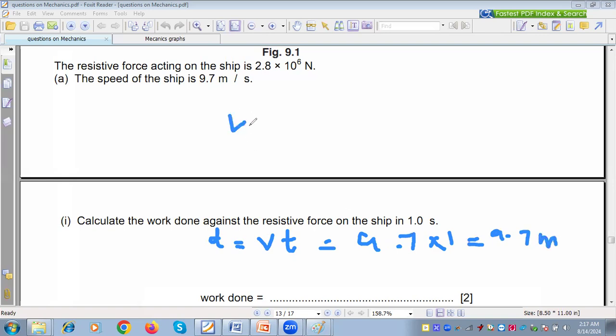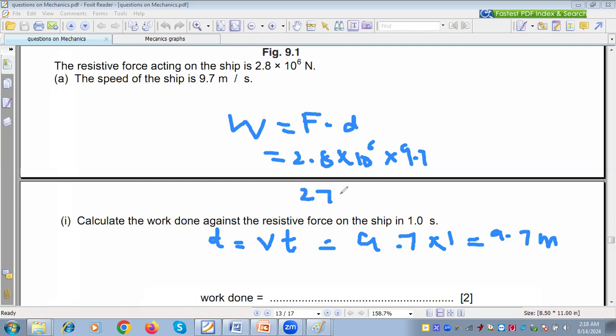So work done is equal to force into distance. So 2.8 into 10 raised to the power 6 into 9.7. So what is coming? 2, 7, 1, 6, and 4 zeros. Joule.